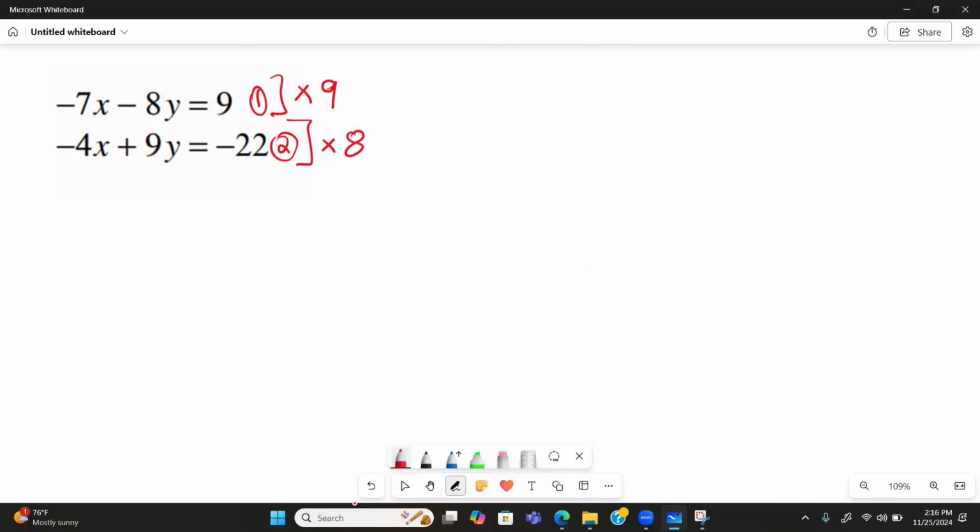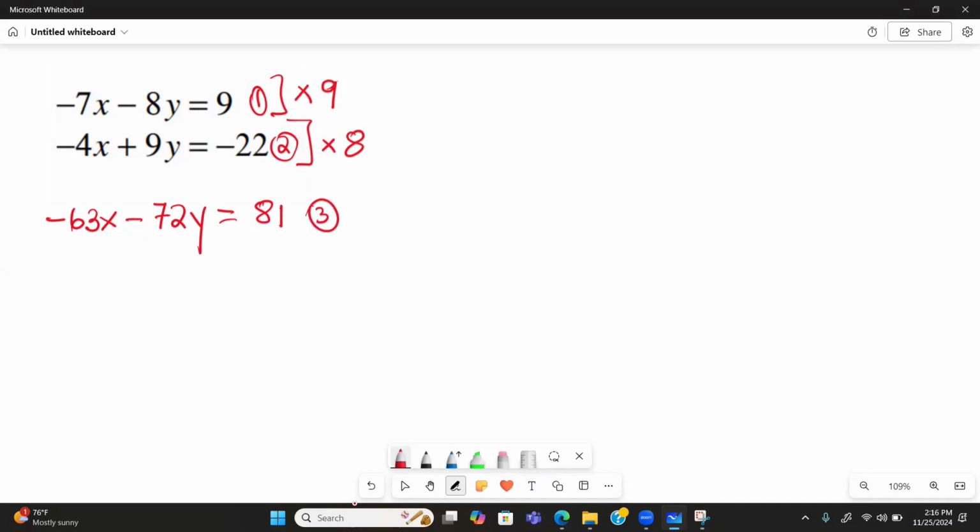So now, having done that, what I'm going to do is create 2 more equations. So let's go. 9 will be used. 9 times negative 7x is negative 63x. And 9 times negative 8y is negative 72y. And this is equal to 9 times 9, and that is 81. This is my third equation.